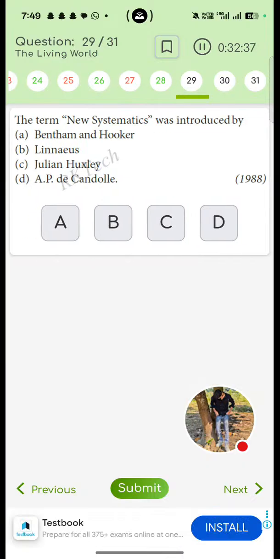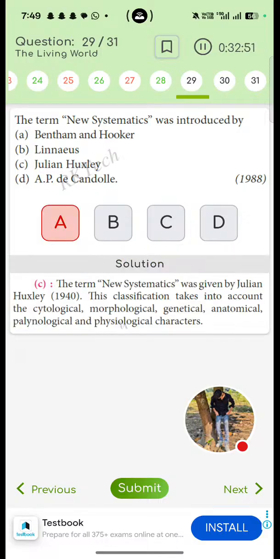Next, the term new systematics was introduced by Julian Huxley. This classification takes into account genetic and physiological factors. New systematics was introduced by Julian Huxley.